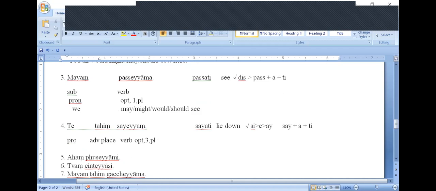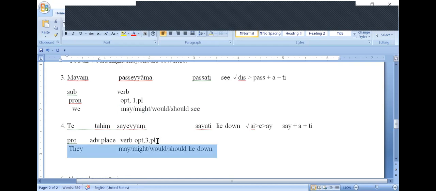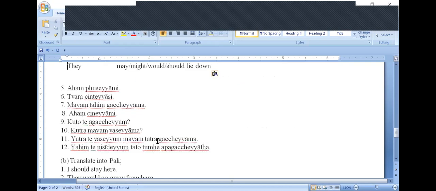There is a four-way meaning: should, might. So they should, they might, they may, they should lie down. Lie down there, right? They might, they should lie down. Is it easy? Okay.